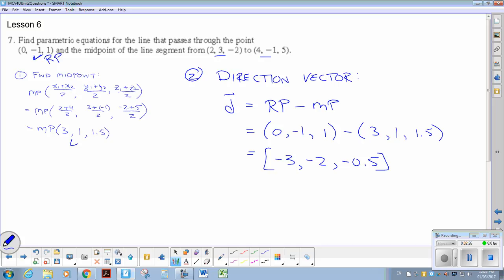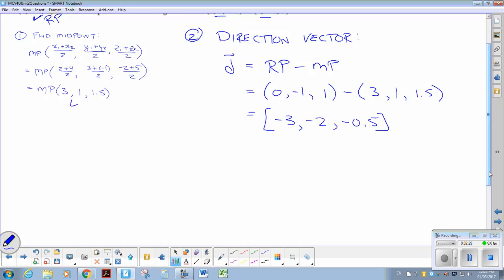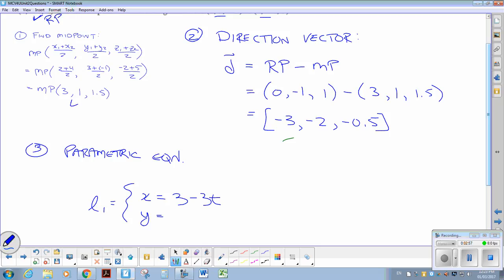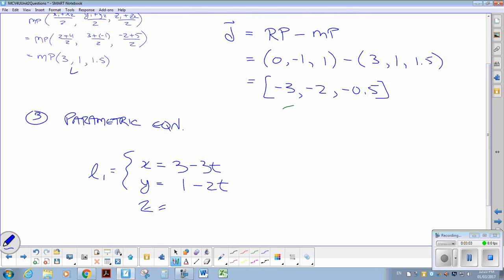Now we have all the information we need to find a parametric equation. So our parametric equation, step 3, parametric equation. So the equation of our line would be x equals our x coordinate, so it's the midpoint, 3 minus 3t. So that comes from my direction vector. All right, the y value would be 1 minus 2t. And finally, the last one is z equals 1.5 minus 0.5t. So that's how you would do question number 7.